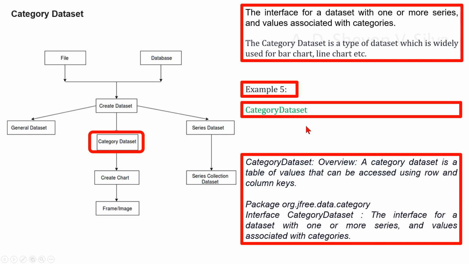Now we are considering overview in CategoryDataset. A category dataset is a table of values that can be accessed using row and column keys. Interface CategoryDataset in package org.jfree.data.category. The interface for a dataset with one or more series and values associated with categories. This type of dataset is most commonly used to create bar charts.